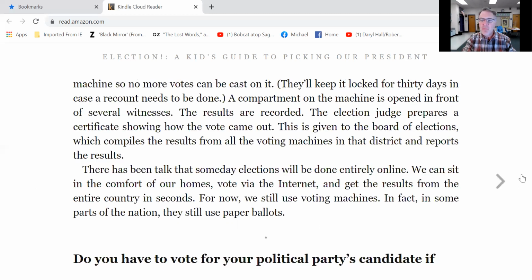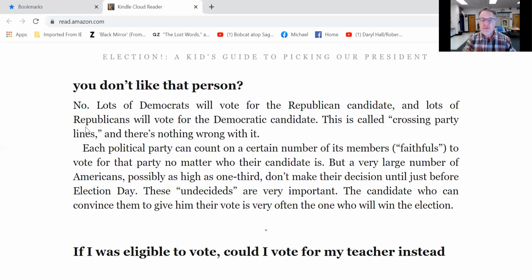Do you have to vote for your political party's candidate if you don't like that person? No, lots of Democrats will vote for the Republican candidate and lots of Republicans will vote for the Democratic candidate. This is called crossing party lines, and there's nothing wrong with it. Each political party can count on a certain number of its members, faithfuls, to vote for the party no matter who their candidate is. But a very large number of Americans, possibly as high as 1/3, don't make their decision until just before Election Day. That's why the polls are not always correct, because people can change their minds like that.